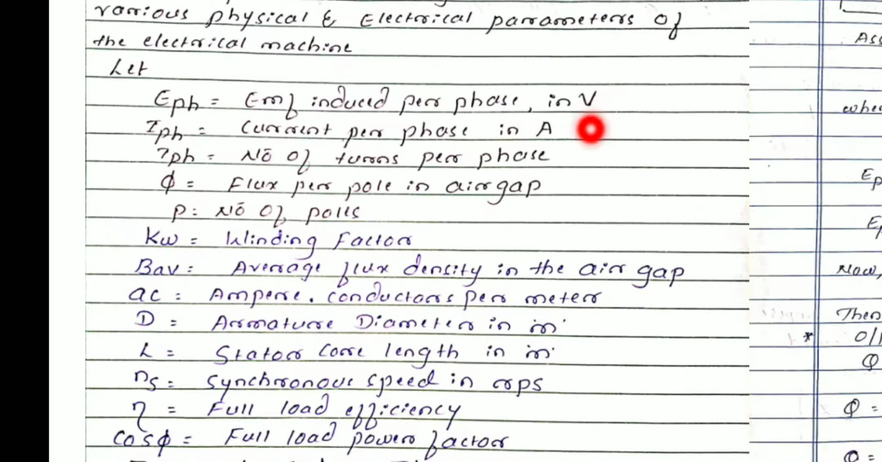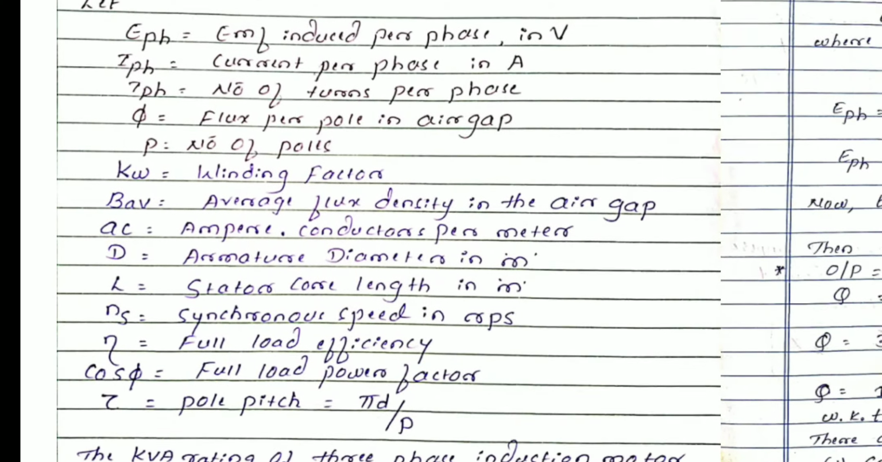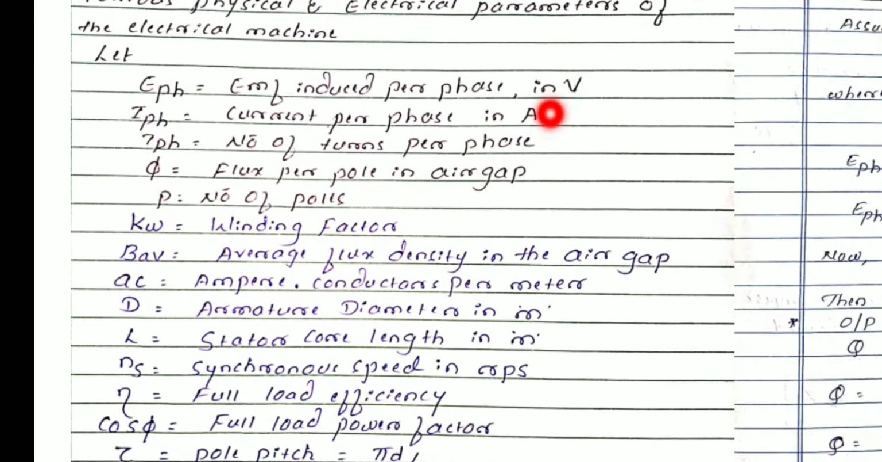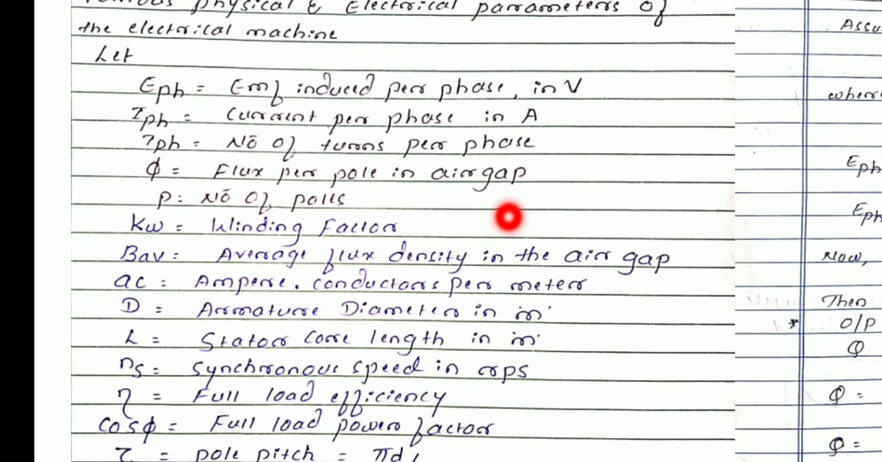Then the fourth one is flux, the flux per pole in the air gap. P is the number of poles. Then KW is the winding factor. Don't get confused with KW here. In the design of a transformer, KW indicates the window space factor. But in the design of a three-phase induction motor, KW represents the winding factor. Don't get confused.